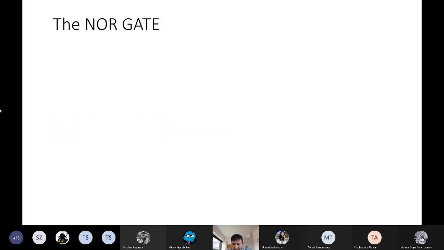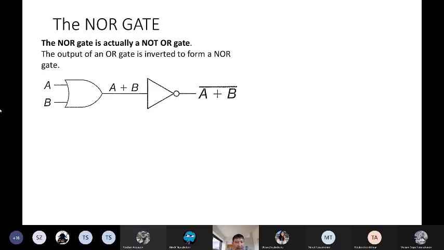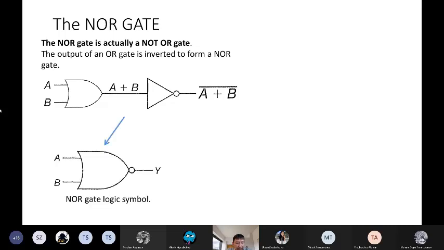Next it's the NOR gate, yeah? And I think it's understandable. It is the OR with an inverter. So NOR gate is actually NOT OR gate. The output of the OR gate is inverted to form a NOR gate. So what kind of circuit is this? What gate? OR. So we wire it with a NOT, and we get a NOR gate. So it has its own symbol. It's similar to the OR gate, but here you can see a bubble. This bubble means that it inverts the output of the OR.